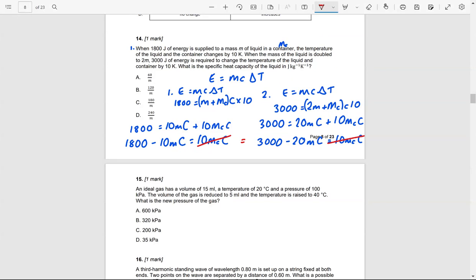So if I go in red for the end of it, so we have 3,000 minus, so if we take the 1800 over and then we take the 20 over, we end up with this.